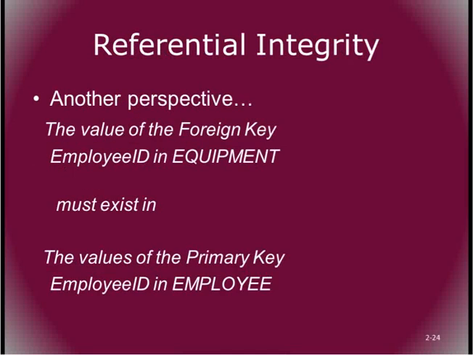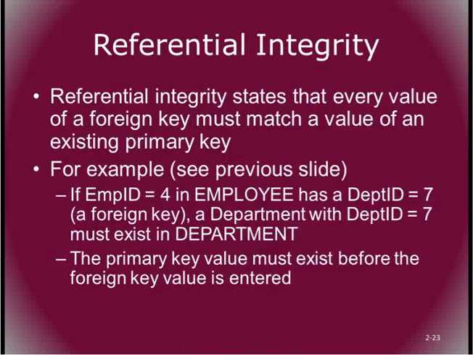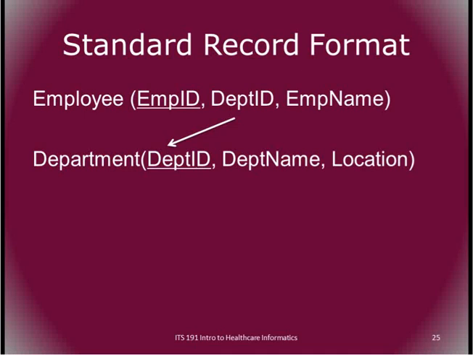So here's another perspective. The value of the foreign key, equipment ID in equipment, must exist in the value of the primary key, employee ID in employee. So here's another example, and this is what we looked at earlier. So that's the idea of referential integrity. When you hear referential integrity, it simply means that the foreign key must link to a valid record in the primary key in that relationship.